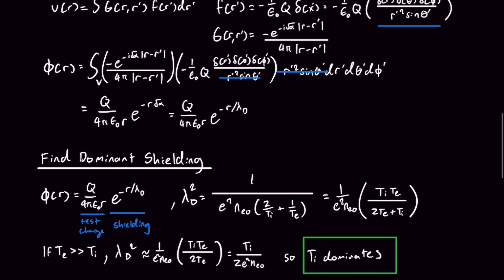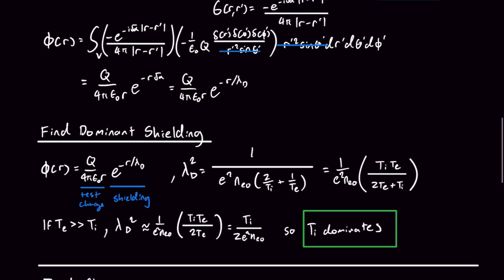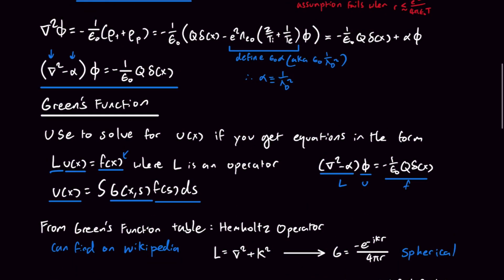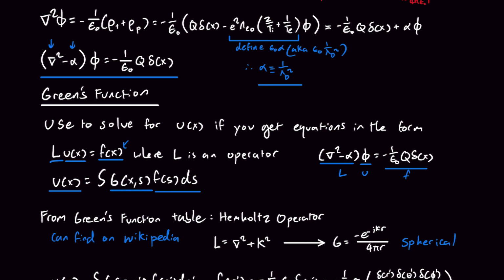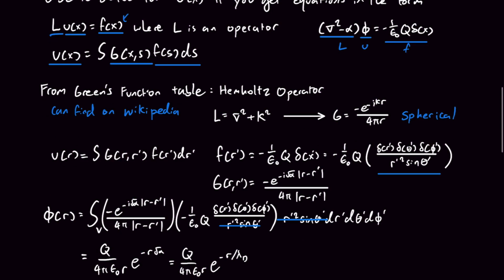And then you plug everything in here. You don't have to integrate anything. You just take everything out of the integral, and then you end up with q over 4 pi epsilon r times e to the negative r square root of alpha. And what is square root of alpha? Well, if we go up here, alpha is 1 over Debye length squared.